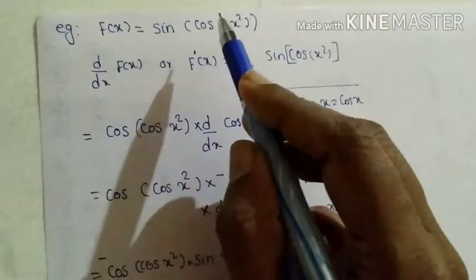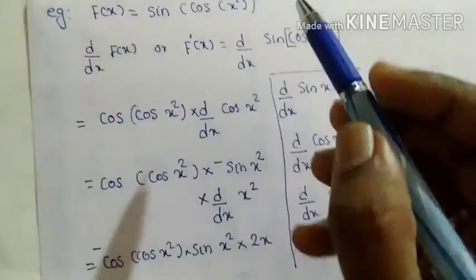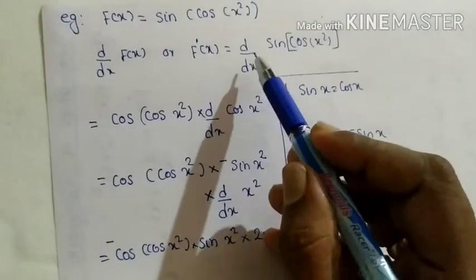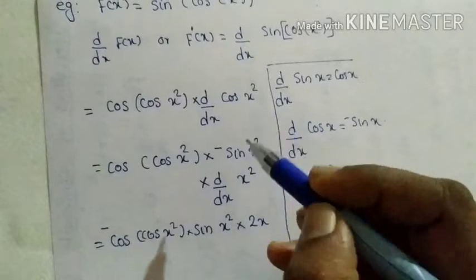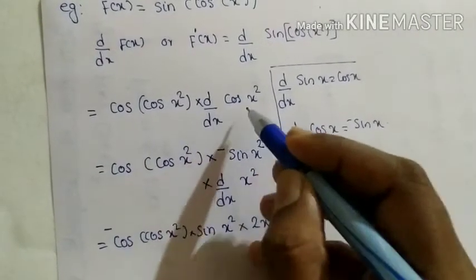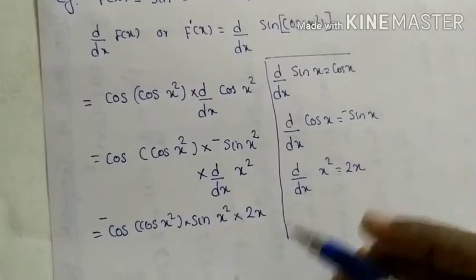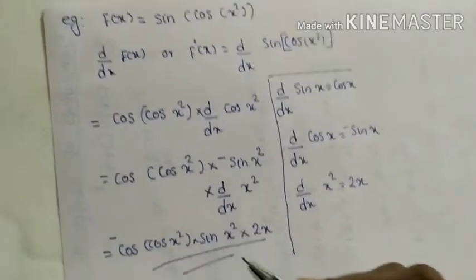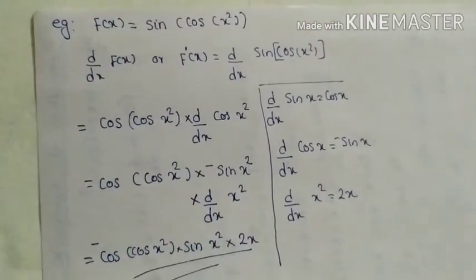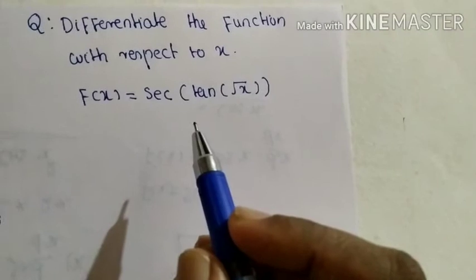Okay. So in this question, this function consists of three functions, sin x, cos x and x square. So we need to find out three derivatives. Okay, I hope you understood. This is our first question.